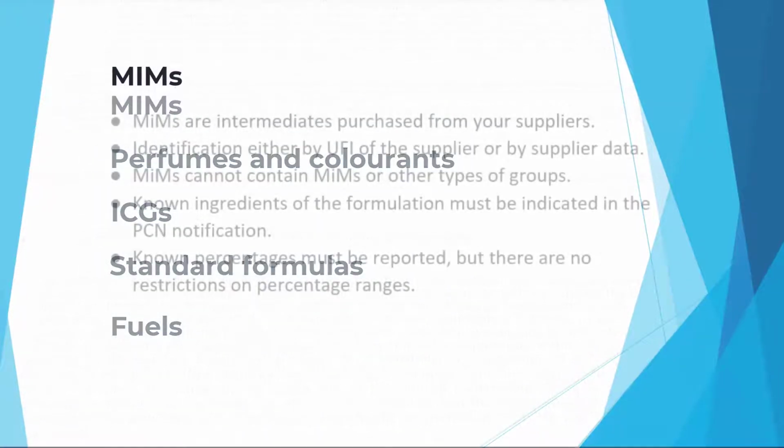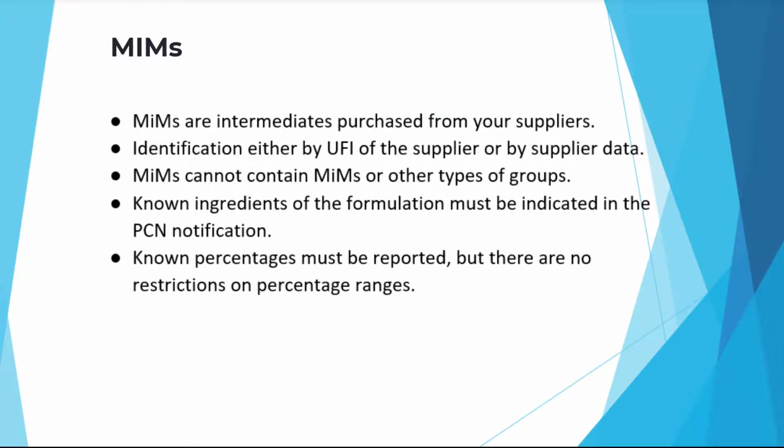The most basic group are the MiMs. MiM is the abbreviation for mixtures in mixtures. You cannot produce MiMs by yourself. MiMs are always supplied from outside your organization. Ideally, MiMs should already have an UFI, and should already have been reported to ECHA by your supplier. If that is not the case, a PCN notification is possible without an UFI but with complete supplier data.